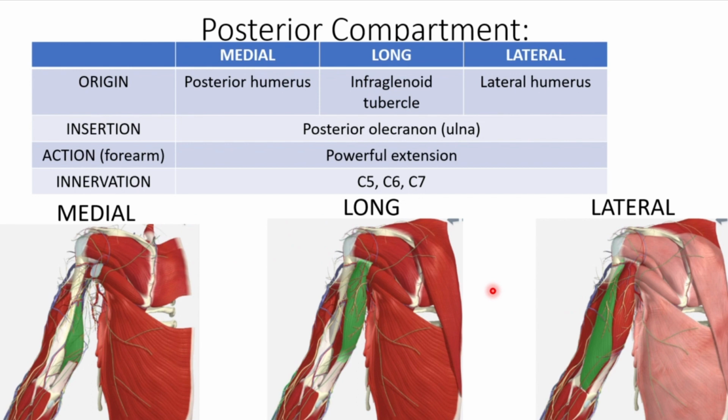This muscle inserts into the posterior surface of the olecranon process of the ulna, which is visualized distally here. It also inserts into the capsule of the elbow joint and the antebrachial fascia. This muscle is innervated by the radial nerve, derived from ventral primary rami C5, C6, and C7, with each separate branch going to a different head of the triceps brachii. The action of the triceps is to serve as a powerful extensor of the elbow.